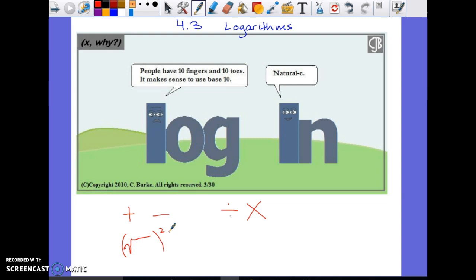And if you graph any of these, you would see a very interesting pattern between all of them. And so the log function is the inverse of the exponential function. And a log function, its natural base is 10. People have 10 fingers and 10 toes, so of course it makes sense that the base is 10. And natural log has a base of e. So the base for log is going to be 10, and the base for natural log is going to be e. And you'll see a little bit more what that means in just a sec.